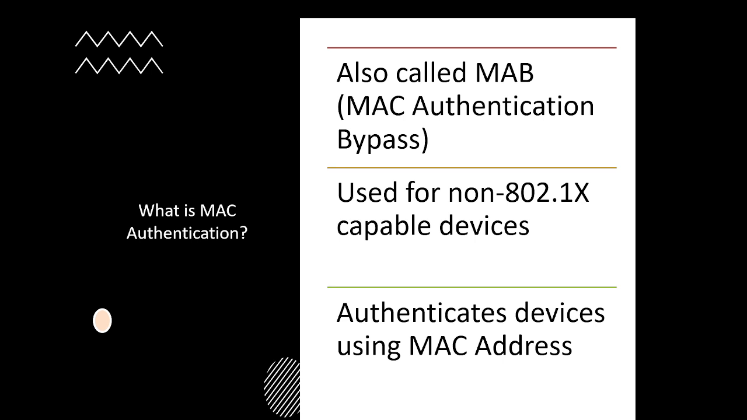Now we come to what MAC authentication is. Now let's understand MAC authentication. MAC authentication is also called MAB, MAC Authentication Bypass. This method is used when devices do not support 802.1x. It is a fallback mechanism for 802.1x.